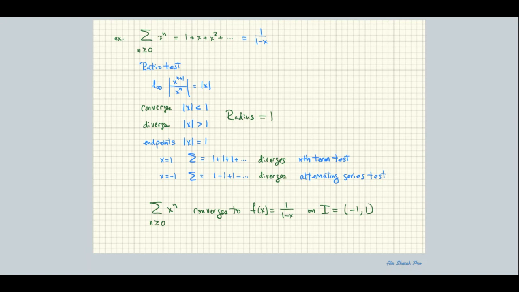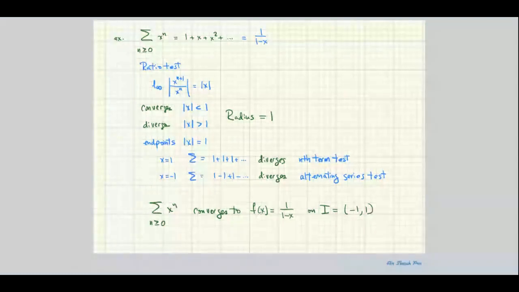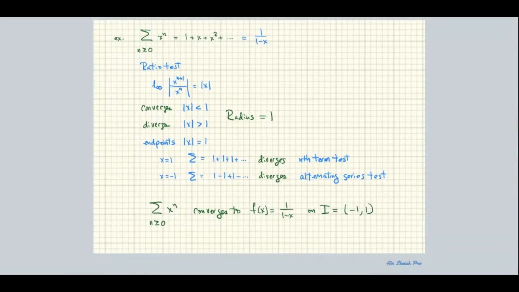Of course, there are other really important functions, functions we really would like to have as infinite polynomials, that do converge everywhere. Sine, cosine, exponential, e to the x, those all have power series that converge everywhere, which is really, really nice.